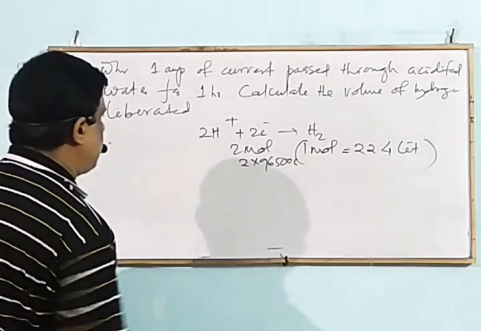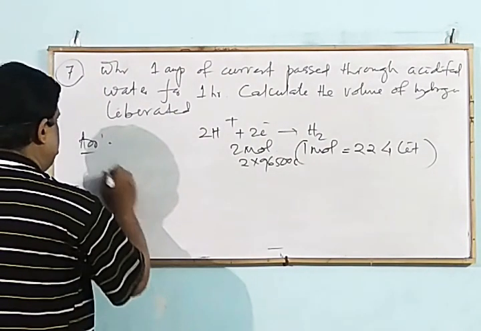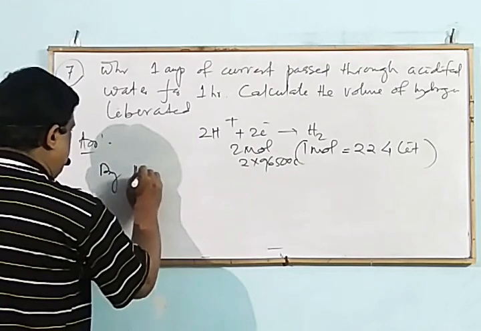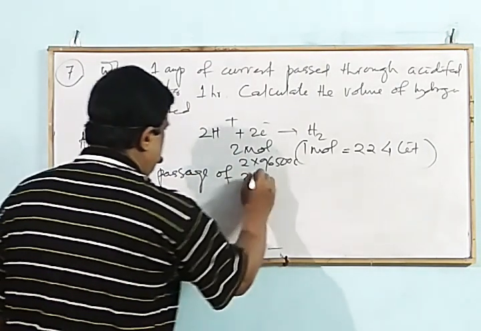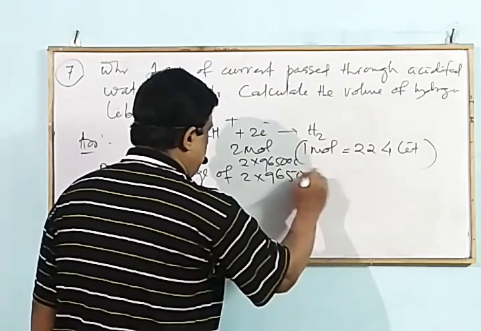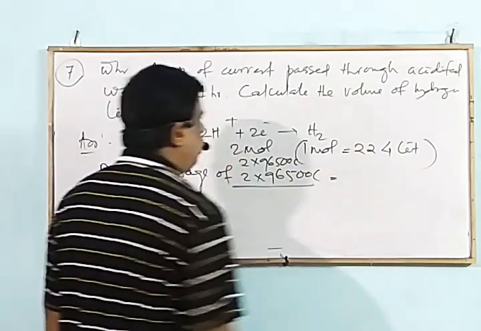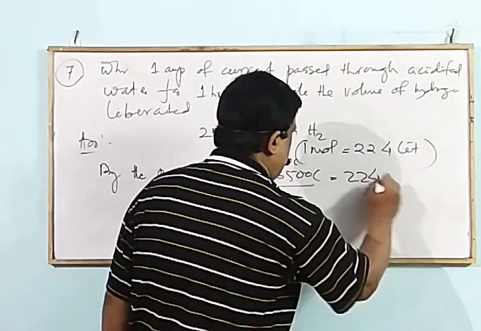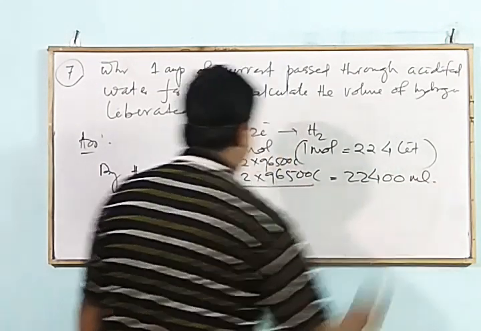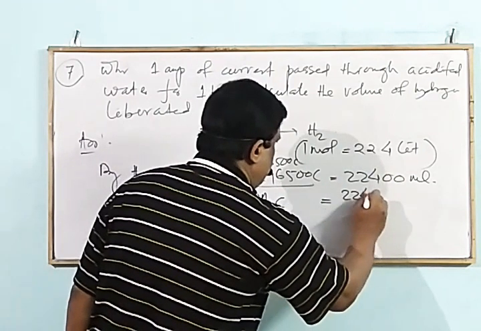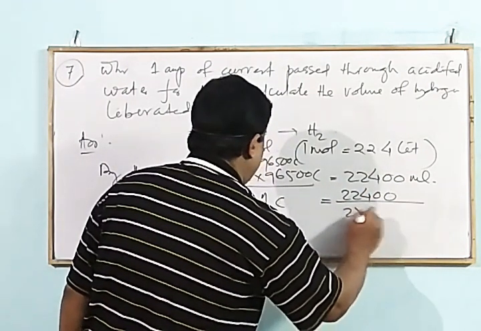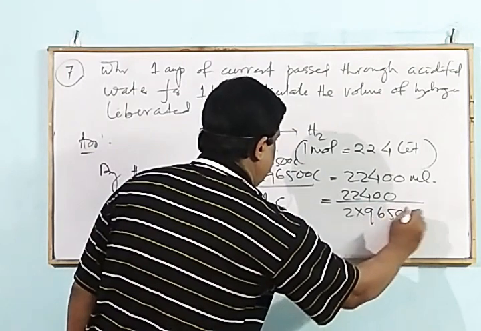That means from this data it is clear that by the passage of 2 into 96500 coulomb, the volume of hydrogen liberated is 22400 ml. So by the passage of 1 coulomb, the volume is 22400 by 2 into 96500.